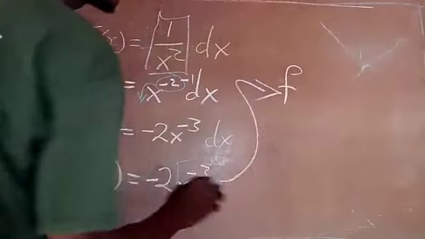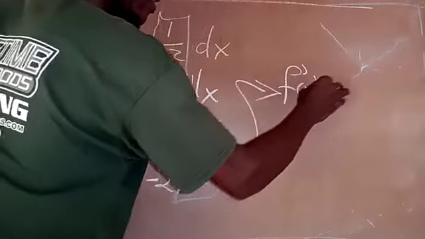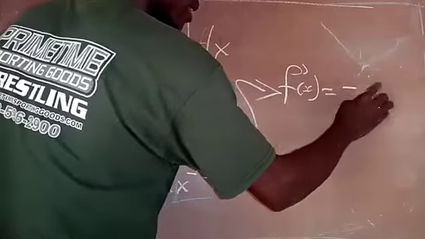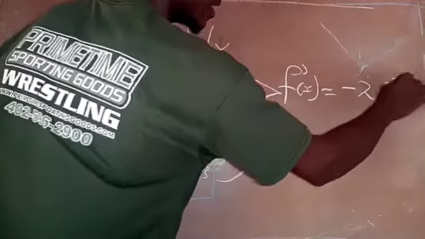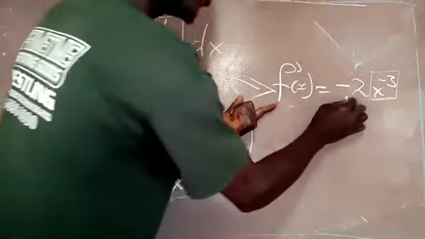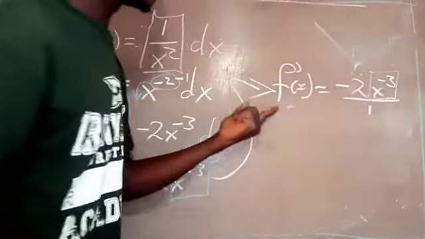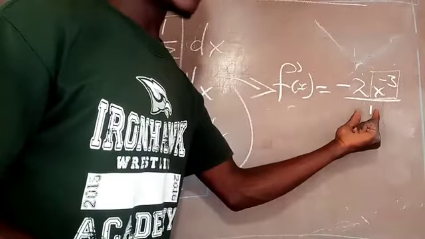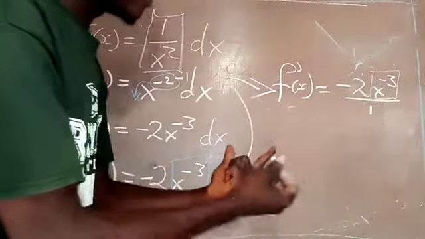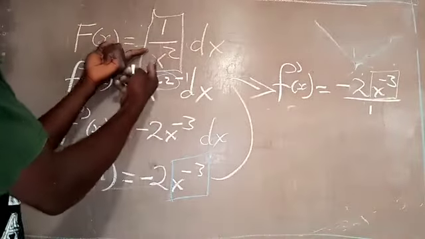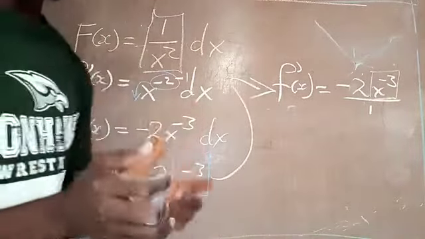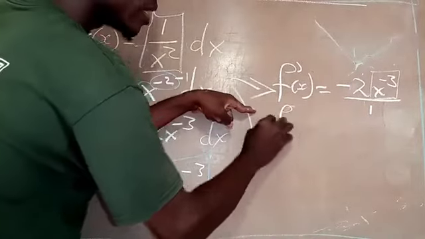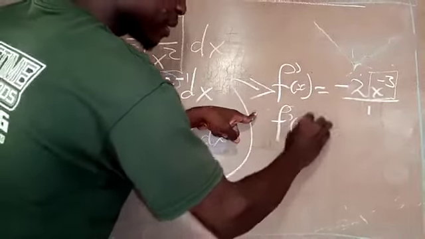We have lowercase f prime of x to be equal to, so I'll write the whole expression again, negative 2x to the negative 3. Now I'm going to view this as upon 1. So negative 2x raised to the negative 3 all over 1, right? I'm going to view it as a rational expression, just as we started. Please, rational is another way of saying fractions. Keep track of that.